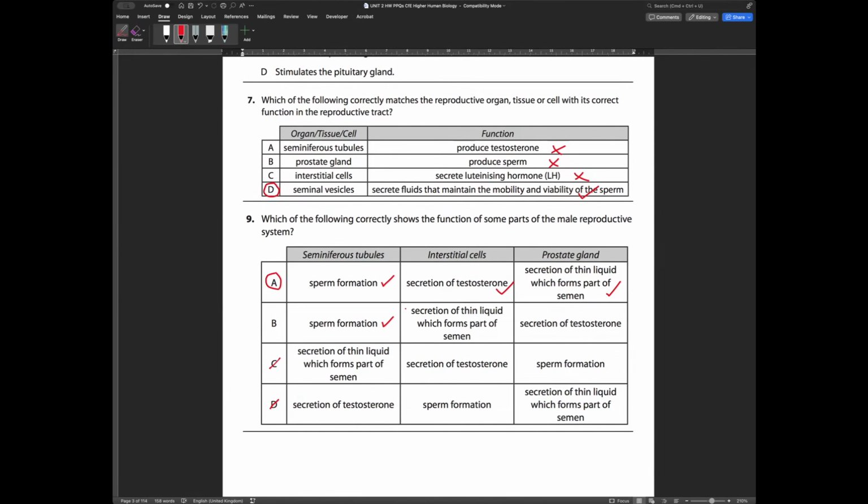Okay, folks, so I hope that very quick run through of that topic was useful and that you're feeling quite comfortable with all that content. I'll be back in the next lesson to talk more about the hormonal control of reproduction.